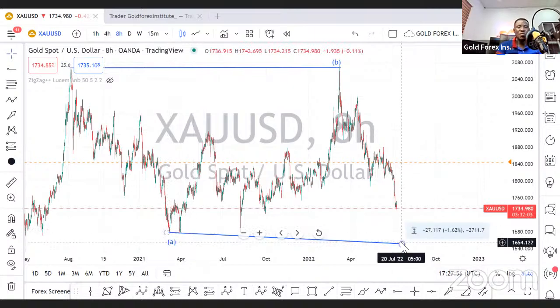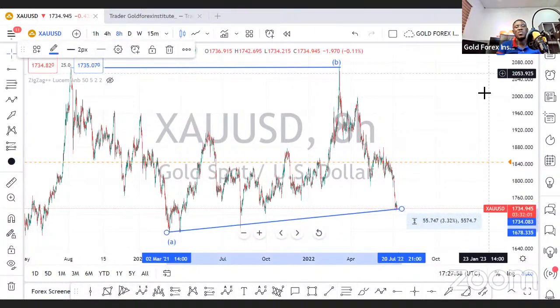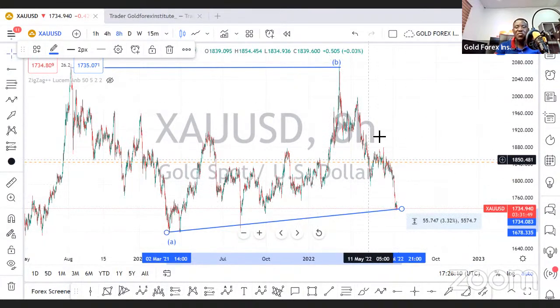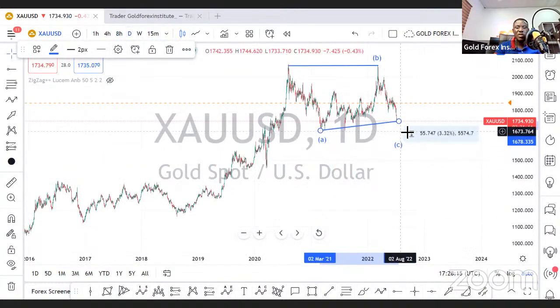So it can also be like this and still go up. Because this is A, B, C, 1, 2, 3, 4, 5. This is the end of the correction. So it can go up from here. However, if it breaks, if it continues going down or breaks this support line, then that means we are going to look for a very long ride down, right? But what I'm expecting actually is that it should find its bottom around here and be shooting up.